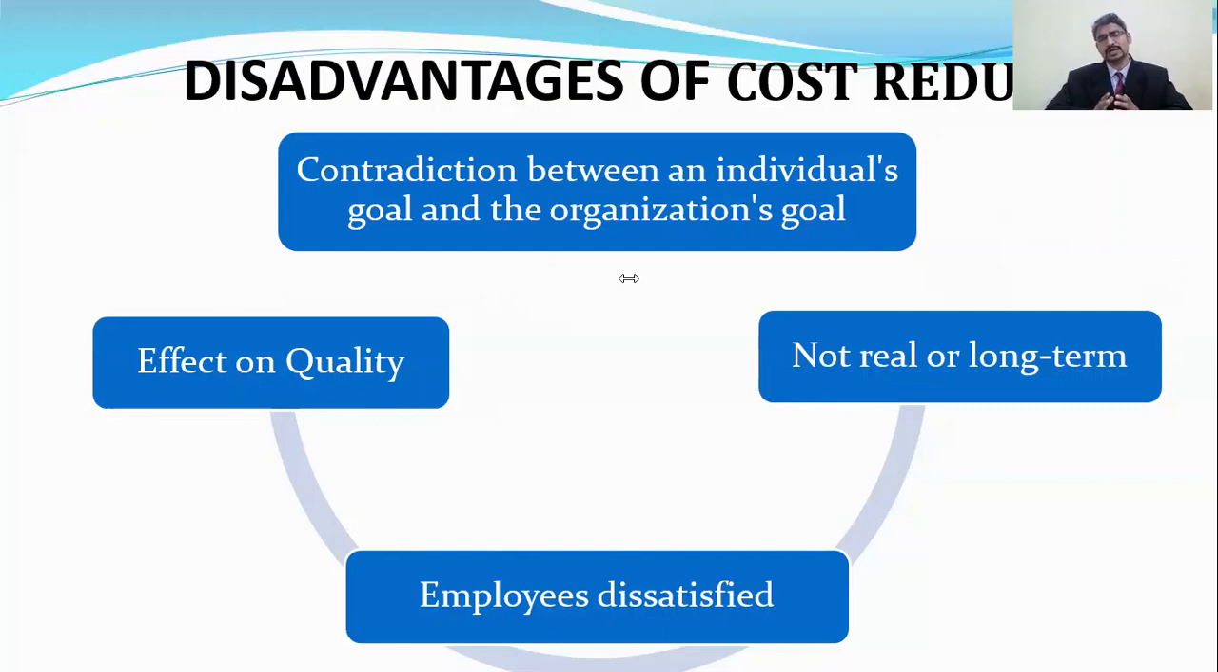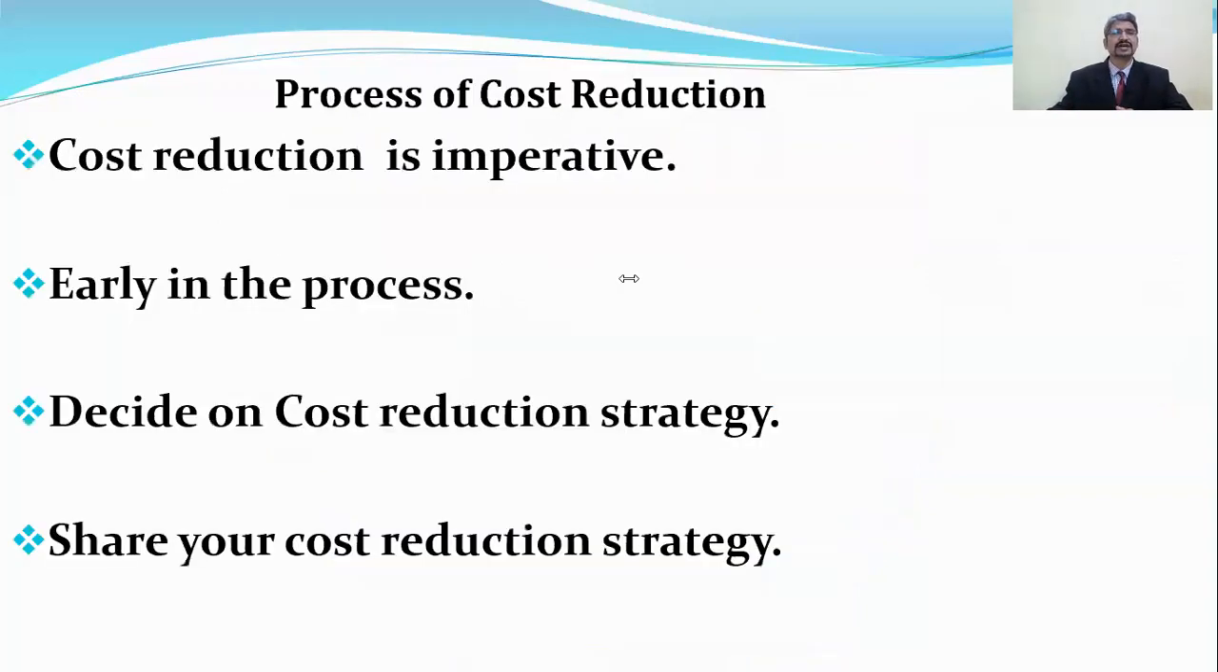We have to focus on teamwork, we should satisfy our employees, they should be participating in nature, they should not be dissatisfied, quality should not be compromised, and there should not be a contradiction between individual and organizational goals. So one goal should be there: to achieve the organizational targets. The processes of cost reduction. Now the next part, how to reduce the cost, how we go about the processes.